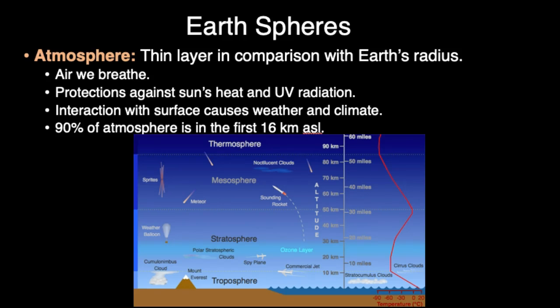All right, so the second sphere is going to be the atmosphere. It is a gaseous envelope, a thin layer if you compare it to the Earth's radius or diameter. This envelope of gases surrounds the Earth and makes it possible for living organisms to live there by having just the right gas mixture for us to breathe, and by protecting us against the sun's heat and the UV radiation.